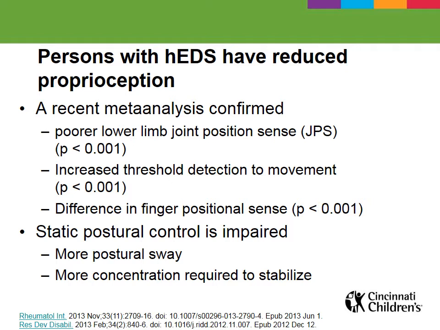Additionally, what has been found is that the static postural control is impaired, so that patients have more postural sway, and there is more concentration required to stabilize their body than people with proprioception that is intact. So what we can see is that we have a situation where the mechanics of the system are impaired, but also the feedback going to the brain as to how the body is moving is impaired, and these two systems play off of each other to produce more extremes in pain.